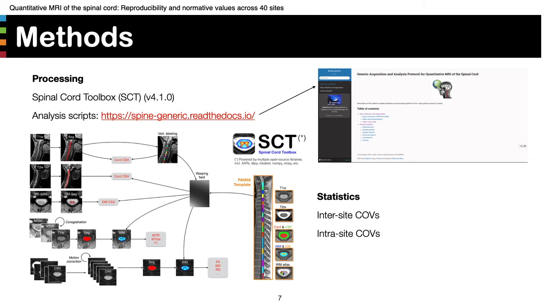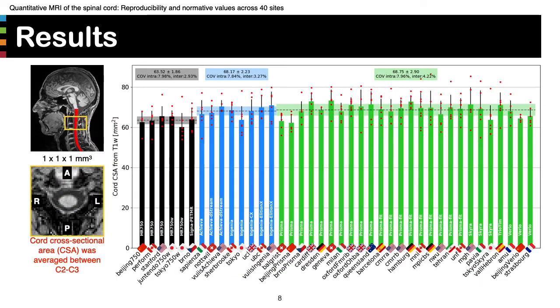Next, intra and inter-site coefficients of variation were computed. And without further ado, here are results for the CSA obtained from the T1 weighted scans. The bars represent the average CSA between cervical levels 2 and 3, so that is C2 and C3, for each site, with the individual subject values shown as the red points. The mean and standard deviation are also shown for each vendor as a dashed line with a shaded window around it. The intra-site COVs were averaged for each vendor and found to be all under just about 8%, and the inter-site COVs for each vendor ranged from about 3% to 4%.